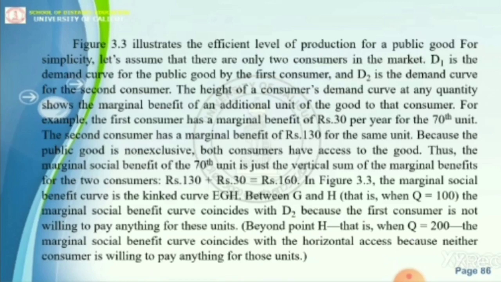In that figure, the marginal social benefit curve is the kinked curve EGH. Between G and H, that is when Q is equal to 100, the marginal social benefit curve coincides with D2 because the first consumer is not willing to pay anything for these units. Beyond point H, that is when Q is equal to 200, the marginal social benefit curve coincides with the horizontal axis because neither consumer is willing to pay anything for those units.